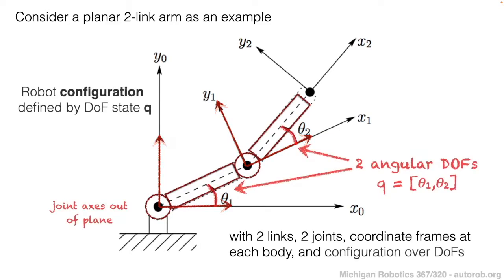These coordinate frames can then be transformed based on the two angular degrees of freedom that exist within the revolute joints. In this robot arm, the robot configuration is defined by those two rotational degrees of freedom, which we're going to define as the variable q. So q contains theta 1 for the first rotational joint and theta 2 for the down chain second rotational joint.